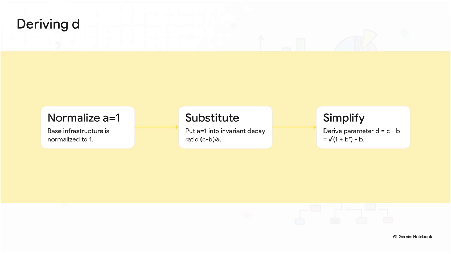Let's walk through how Smith translates those dense equations into straightforward geometry. Step 1, we take the horizontal base of our right triangle, the infrastructure parameter, A, and normalize it to equal exactly 1. Next, we substitute A equals 1 into the invariant decay ratio, which is C minus B over A. Because A is 1, the denominator completely disappears. That's the beauty of it. So we derive a beautifully simplified decay parameter, D equals C minus B. Using our Pythagorean theorem, our final geometric parameter D simplifies all the way down to the square root of 1 plus B squared minus B.